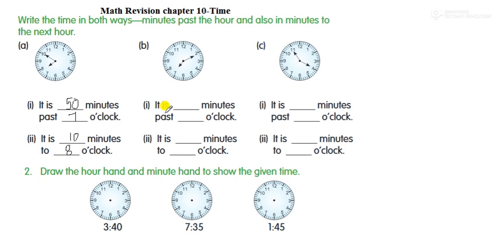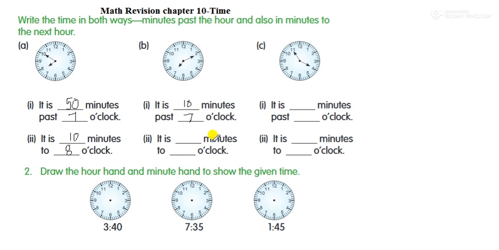Next, part B: it is dash minutes past dash o'clock. So it is 10 minutes past 7 o'clock. Already 7 o'clock, because if the big hand is at 12 it's 7 o'clock. But the big hand is at 2. So 12 to 1 is 5 minutes, 1 to 2 is 10 minutes. So it is 10 minutes past 7 o'clock.